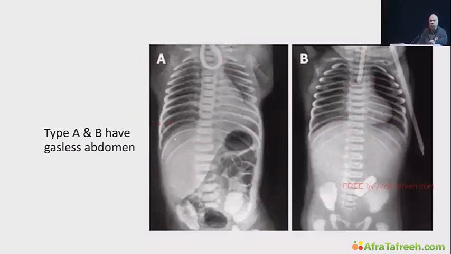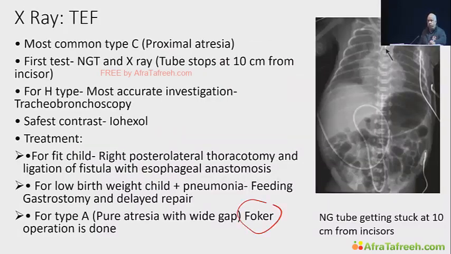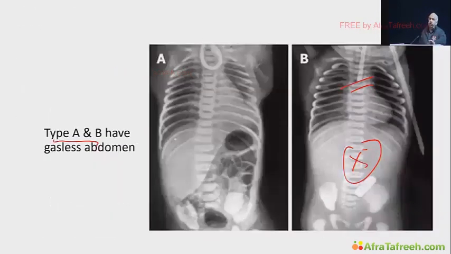Type A is 6-7%, type B is only 2%. So in type A and B, we get a gasless abdomen. We cannot push the tube beyond this point. So naturally it's TEF, but with no air in the abdomen, then it's type A or B. And what surgery do you do for type A? If I give you this scenario and ask what surgery should be done, then you would say Foker operation. For all others, we do thoracotomy and ligate the fistula.